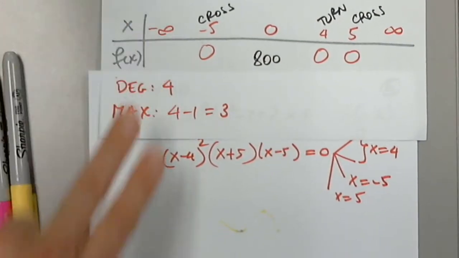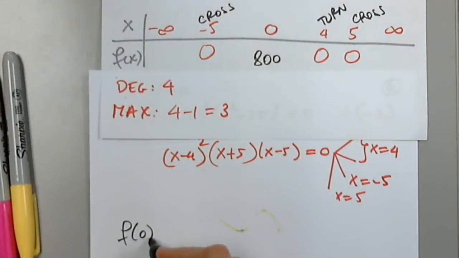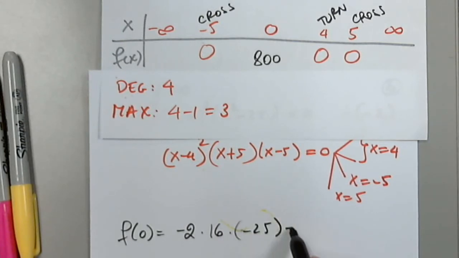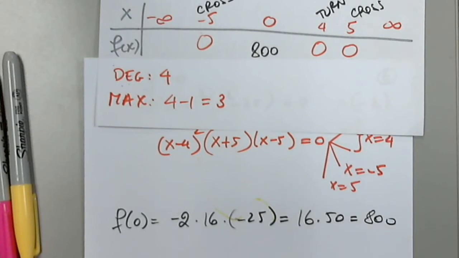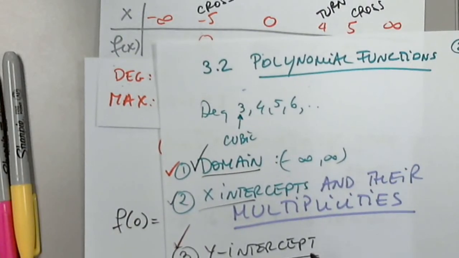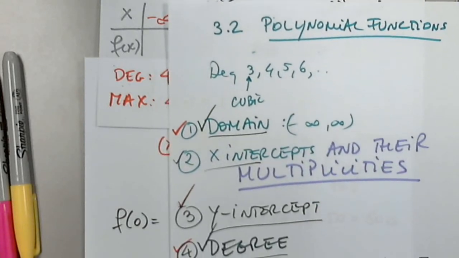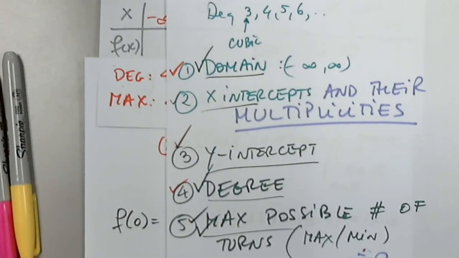So let's write it here for everyone to see. We determined f of 0 as being negative 2 times 16 and times negative 25. 16 times 50. That's how we got 800. Okay, so now this is done. Done, done, done, done, done. No symmetry, we'll talk about in a minute. And end behavior.